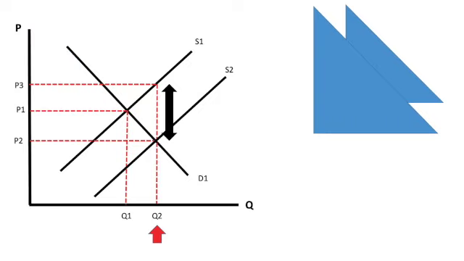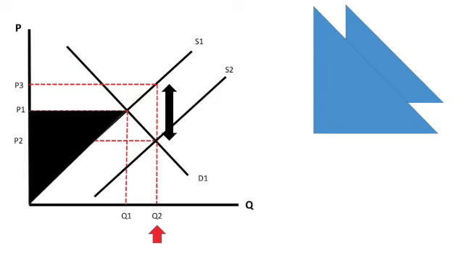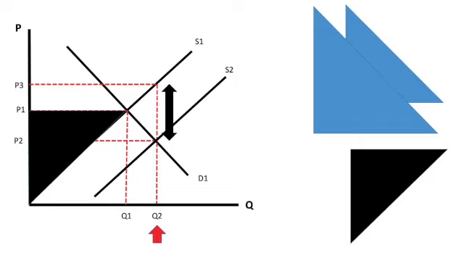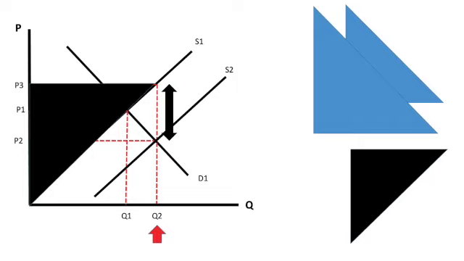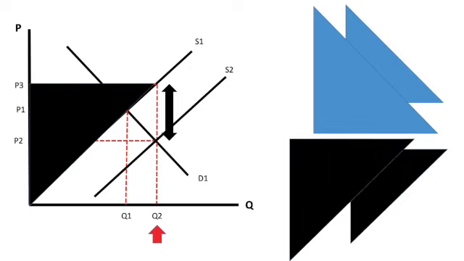Now, if we think about the producer, initially the producer surplus was at this point here up to P1. But again, now the producer is receiving P3, so therefore what we see is the producer surplus goes up and it increases, just like we said about the consumer surplus. So what we've got there is a much bigger producer surplus.